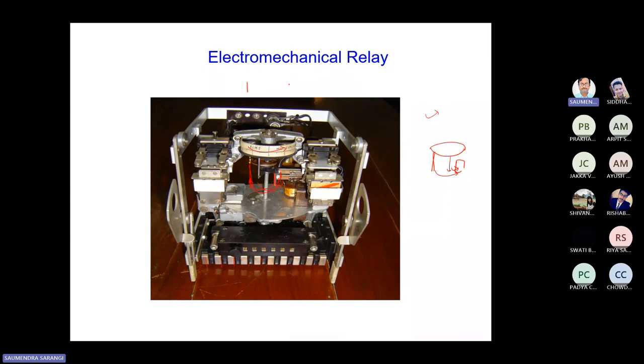If you are keeping it at 0.1, it is placed here. So whenever it sees a fault, it will take less time to touch this contact. Now this is nothing but called the time dial setting, TDS. This time dial setting can be varied from 0.1 to 1. Basically we don't keep it at 1 or at 0.1.